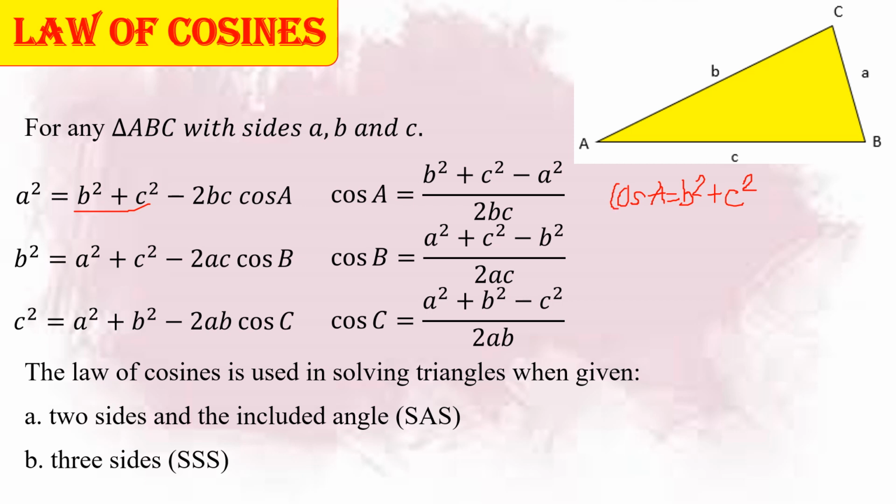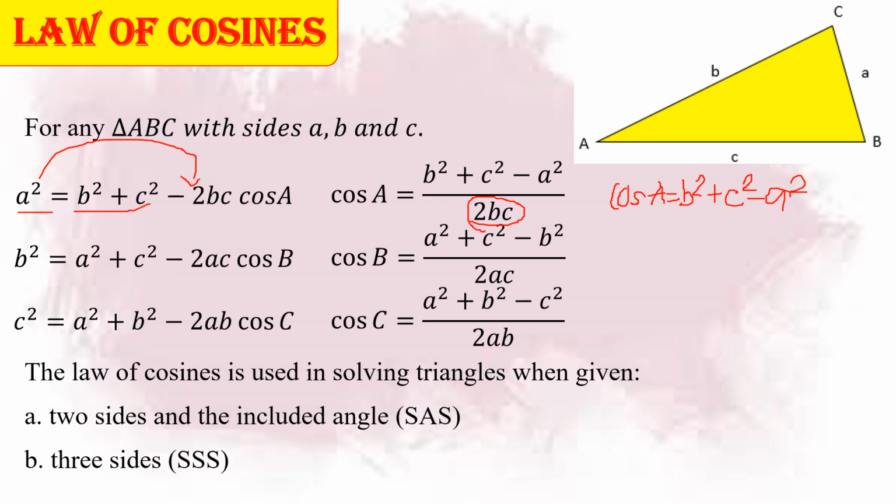Okay, so cosine A is equal to B squared plus C squared. And then next, this A squared, ililipat nyo siya dito sa kabila. So, pag nag-transpose kayo from positive na symbol, magiging negative. Okay. So, magiging negative na si A squared. So, negative A squared.